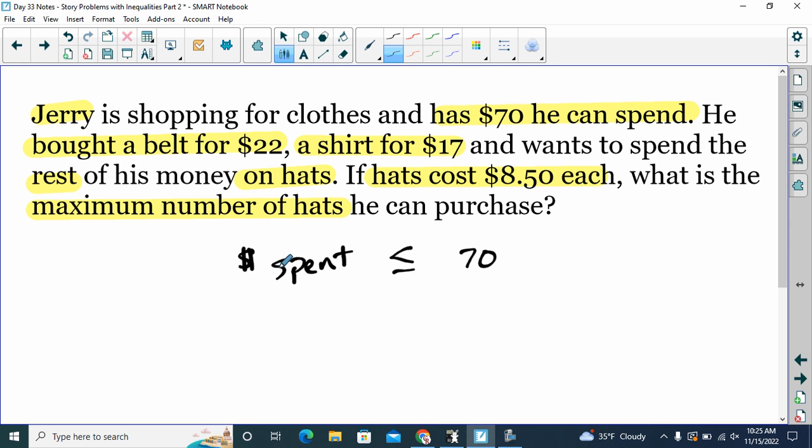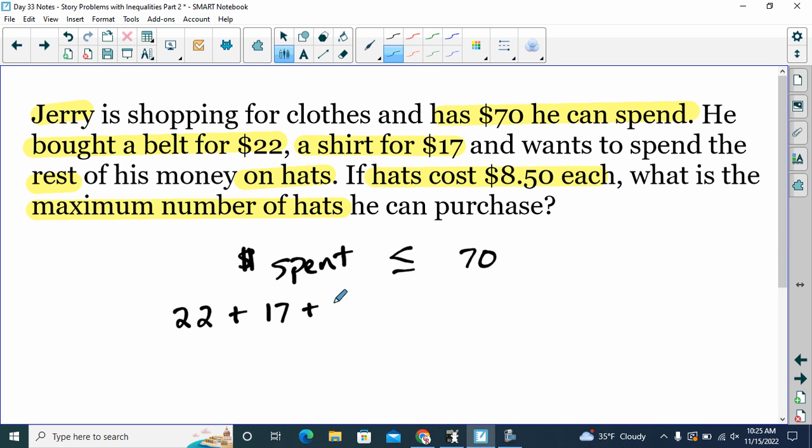And now we want to start filling things in for money he spent. It says he bought a belt for $22. He bought that one time. He just bought one belt, so it does not have an X next to it. He bought a shirt for $17. Again, he just bought one shirt, so 17 just one time. And he's going to buy multiple hats.